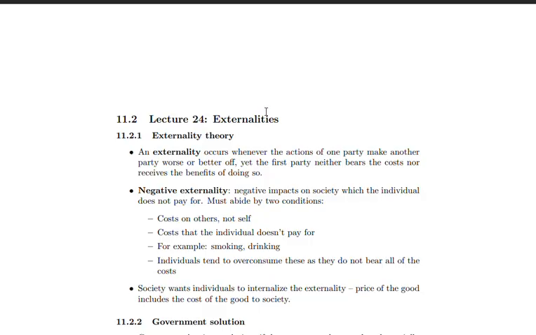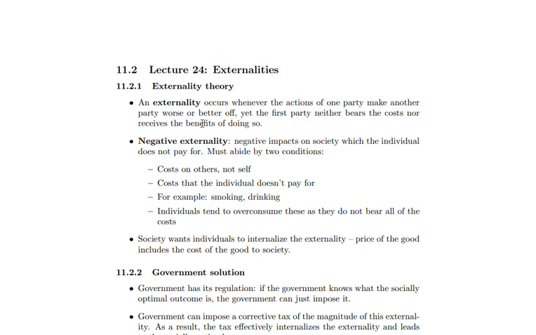Next part is externality. An externality occurs whenever the actions of one party make another party worse or better off, yet the first party neither bears the costs nor receives the benefits of doing so.